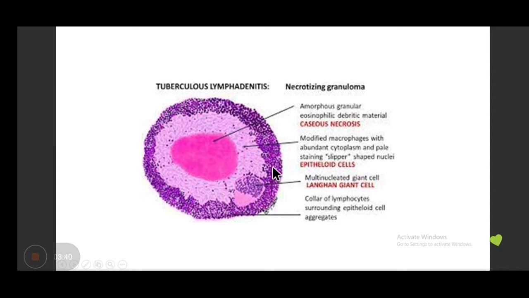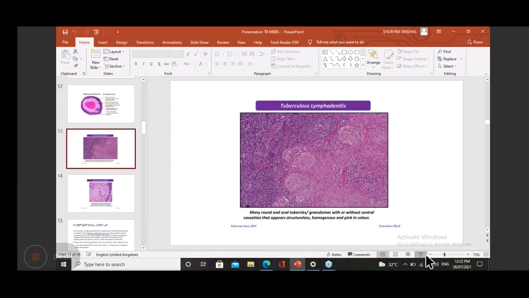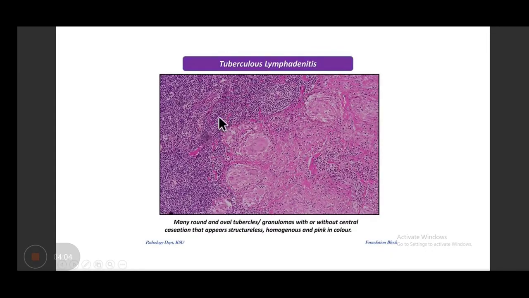Now, question for you is, name a granuloma in which this collar of lymphocytes is absent, and in which disease you see such a granuloma where you do not have characteristically this collar of lymphocytes. Okay, and the name of that granuloma. Right, so this is your characteristic TB lymphadenitis necrotizing granuloma. What did we see? So we saw this picture of tuberculous lymphadenitis and biopsy.